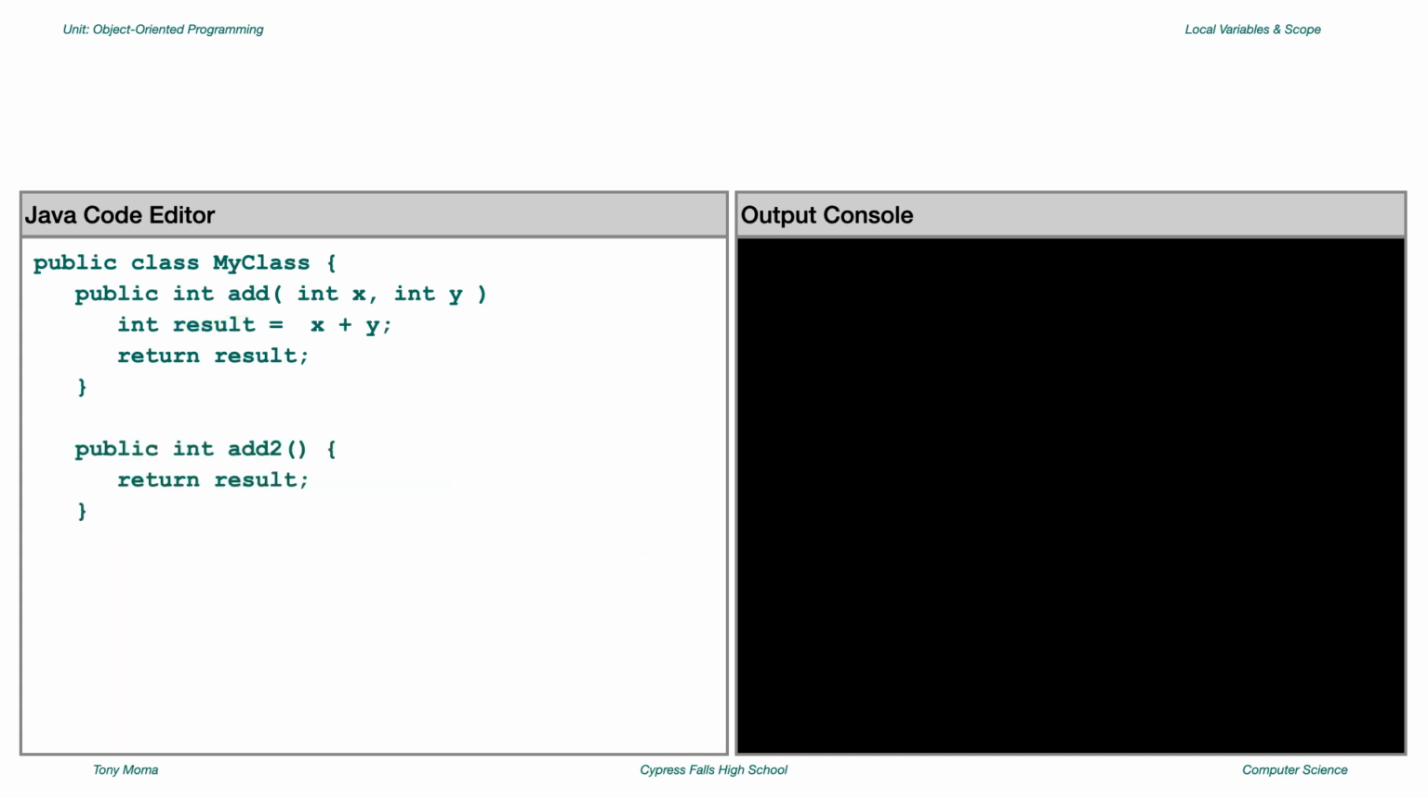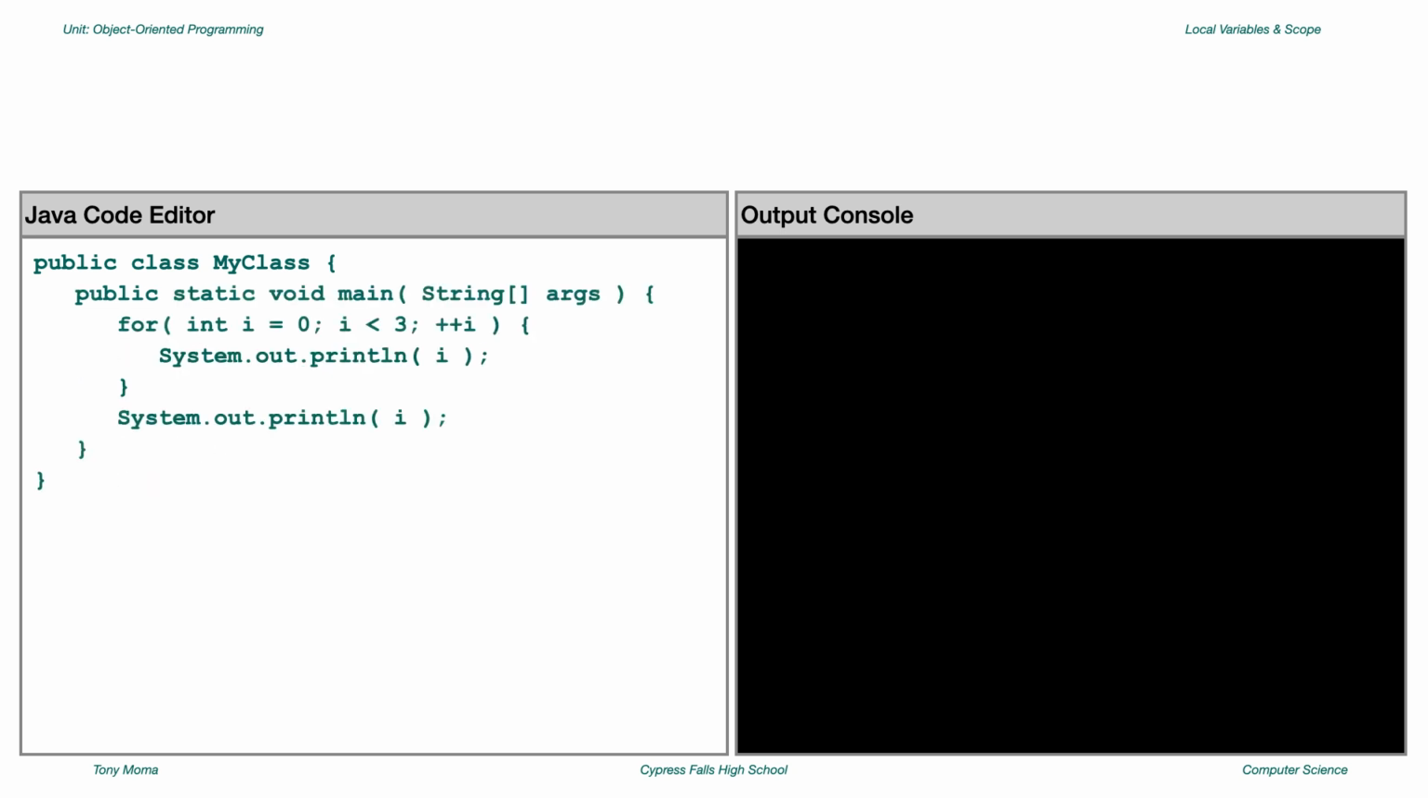Likewise, if I were to create a method named add2 that says, hey, return result, once again, this line would not compile because it assumes that the result variable that was declared inside the add method would still exist inside add2, and it does not. That variable result will only exist inside the add method.